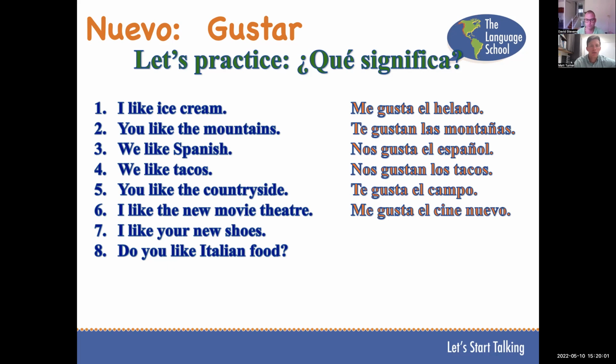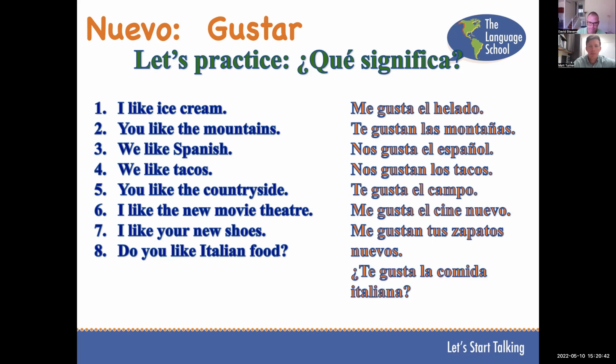Me gustan los zapatos. Sus zapatos, if you're in the usted form, but we typically say tus zapatos. We're saying your. Sí. Zapatos nuevos. Me gustan tus zapatos nuevos. Okay. Sus zapatos nuevos does technically work. It's just the usted formal form. Sí. Do you like Italian food? Te gusta la comida italiana? Muy bien.